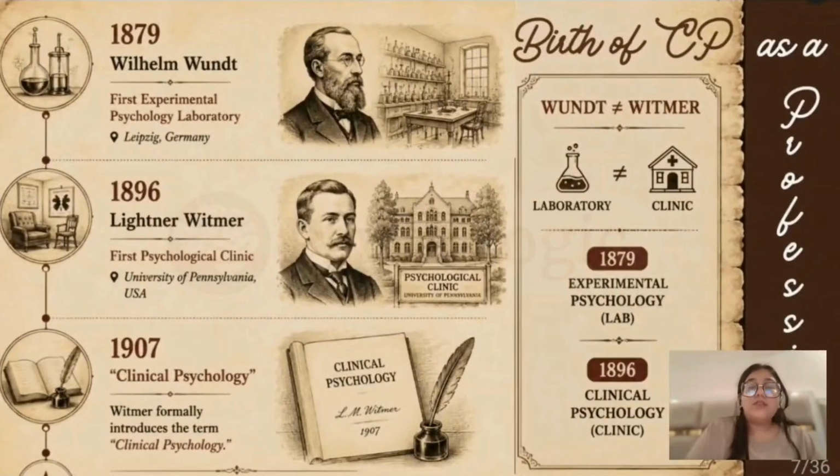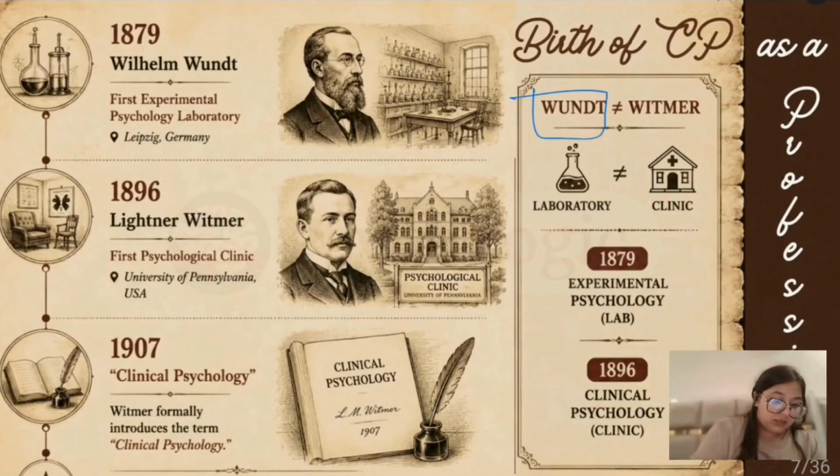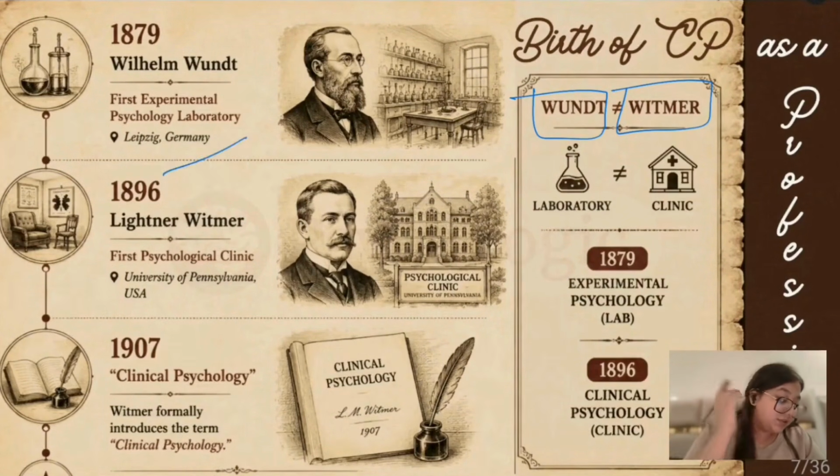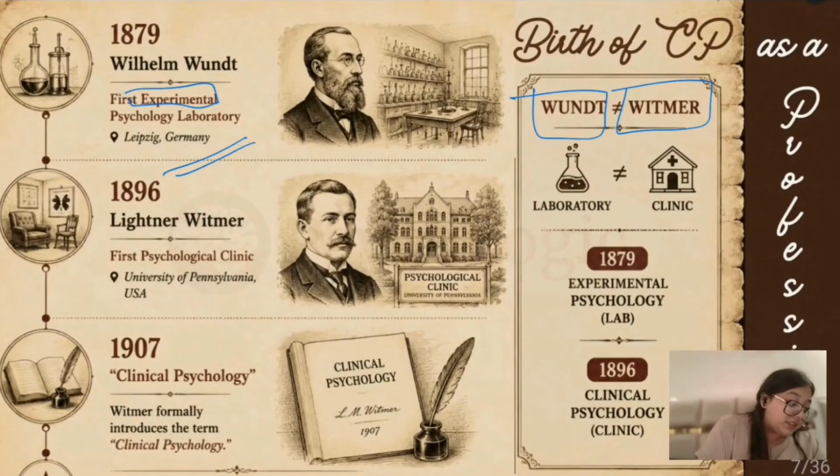Okay, now something that is commonly mistaken when it comes to clinical psychology is between Wundt and Witmer. Okay, let's understand that. Wundt is Wilhelm Wundt. He basically made psychology a scientific discipline. He opened his first laboratory in Leipzig, Germany. It was an experimental laboratory. But always remember he opened a laboratory not for treatment, for experiments.